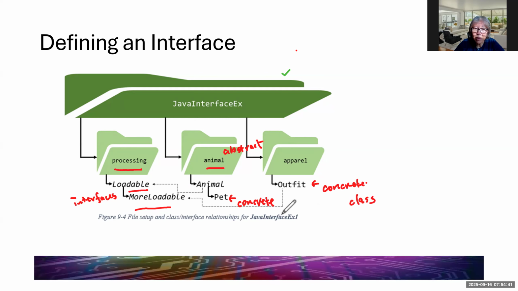And in this diagram, you can see Outfit implements the MoreLoadable interface, and the Animal class implements the Loadable interface. And here we also see MoreLoadable extends the Loadable interface. Okay, so we will see it in our example. So that's the general description of these classes and interfaces. So we get a brief picture of this example.